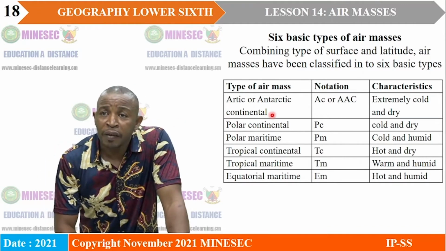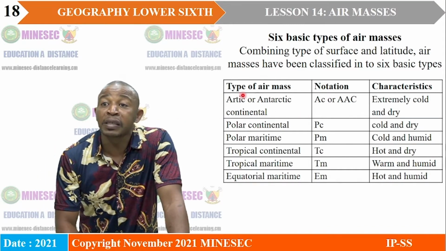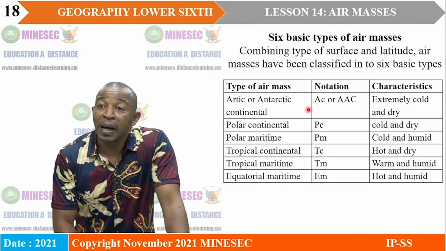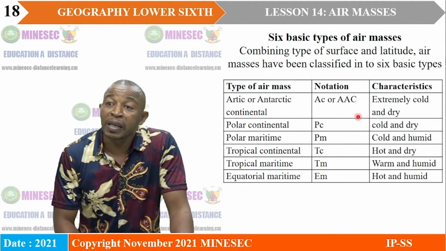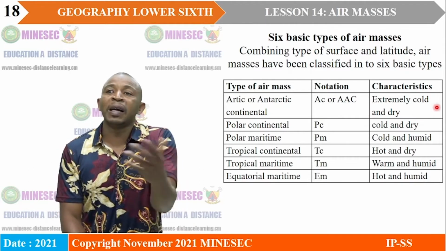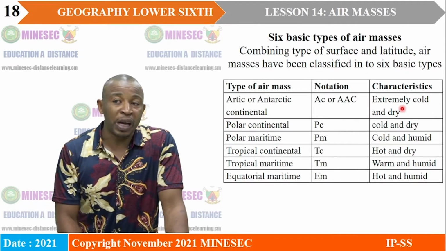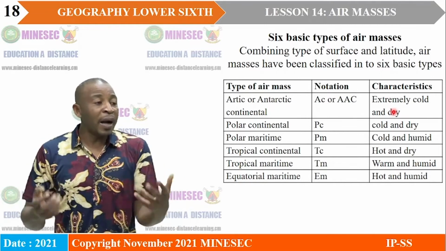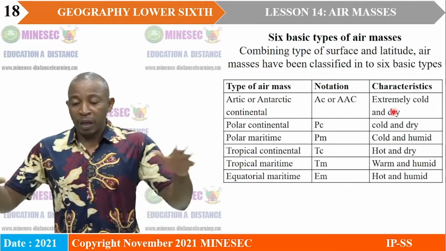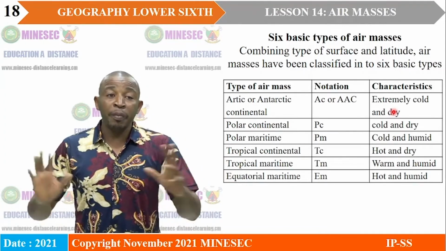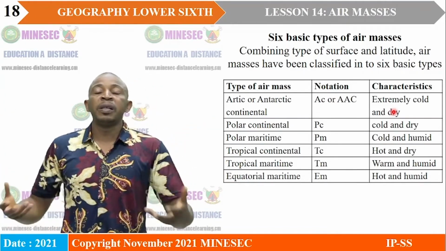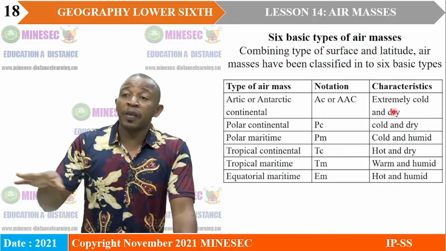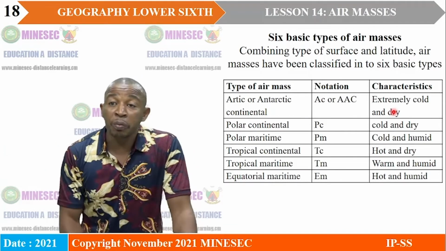So the first one here, we have the Arctic or Antarctic continental, meaning that they originate in the continent. And so they are denoted as AC, that is Arctic continental or Antarctic continental. What are their characteristics? They are extremely cold and dry. These air masses that originate from this area are extremely cold and dry. Why are they cold and dry? It is obvious because the surface is always covered by ice, permafrost. So as the winds are blowing over this, they acquire the characteristics of the surface. Remember we said we classify them depending on the surface over which they blow.